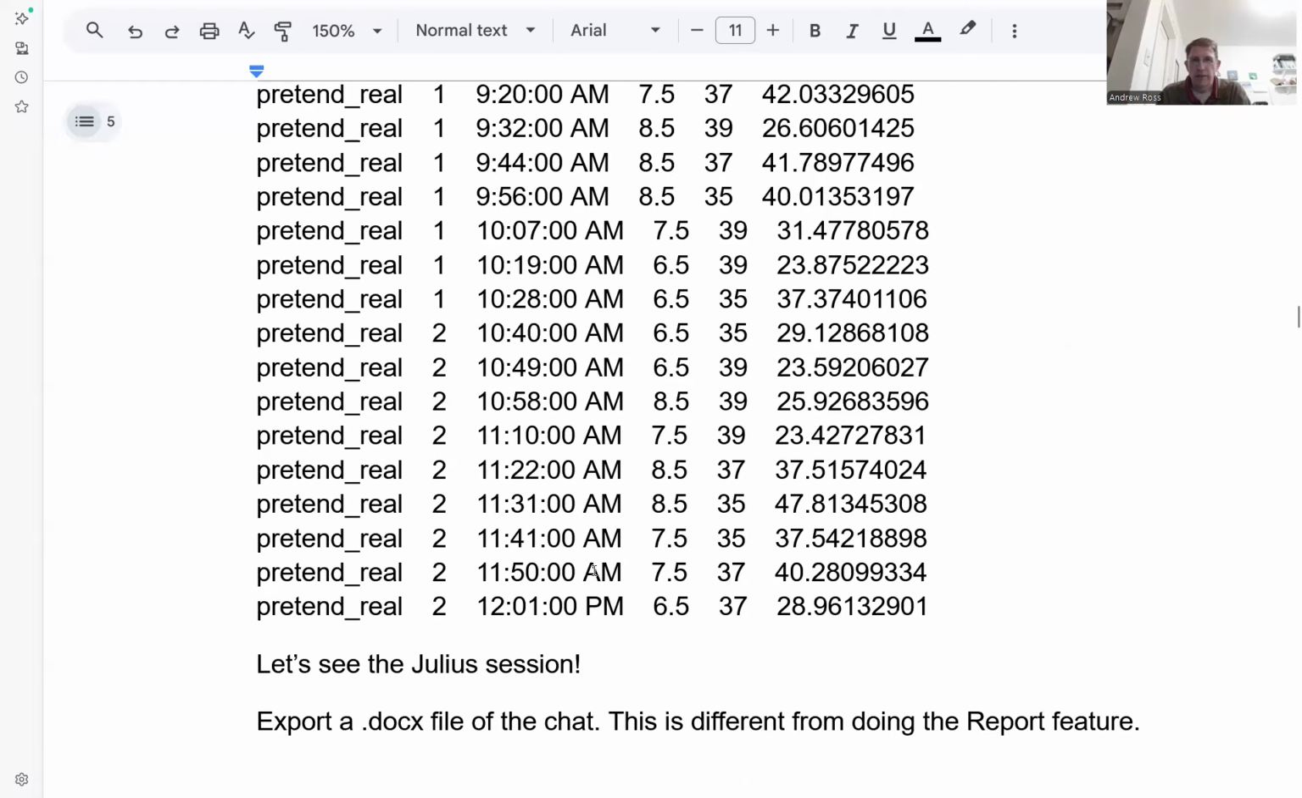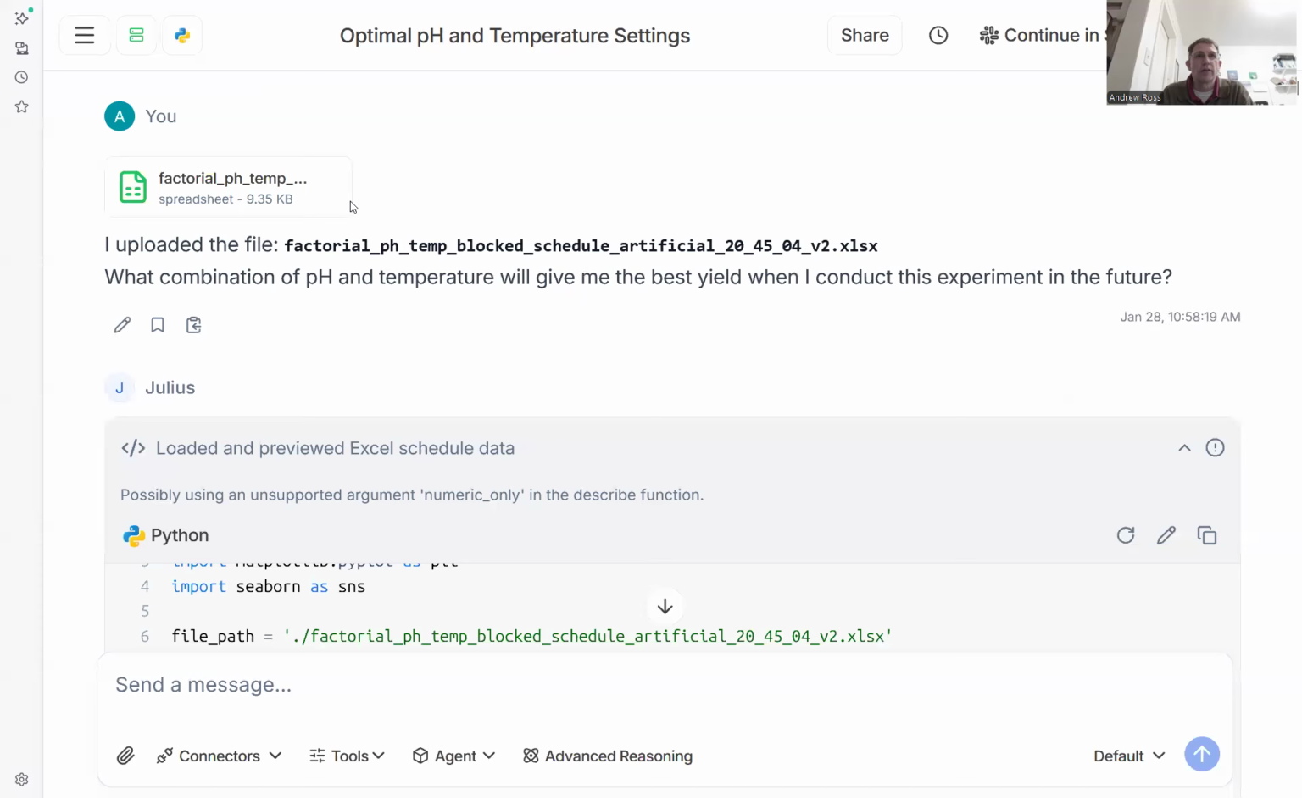So let's see the Julius session. Okay, so I uploaded the file and I said, what combination of pH and temperature will give me the best yield when I conduct this experiment in the future?